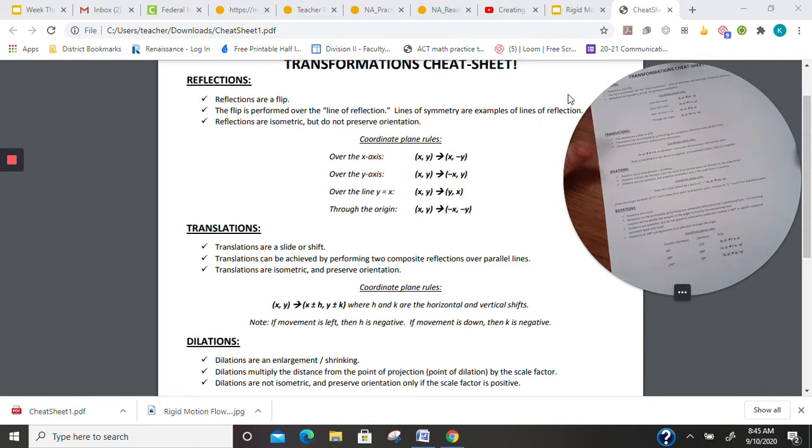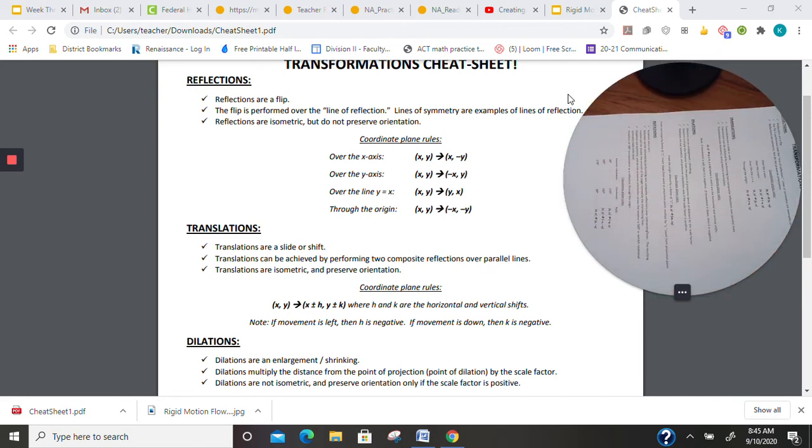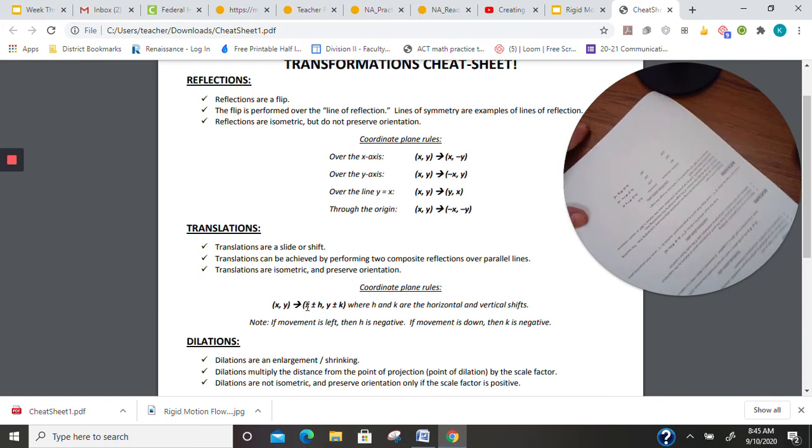A rotation is exactly what it sounds like. A rotation just turns. If I rotate this paper, have I changed the size or the shape of the paper? No. I just realized that my screen didn't have rotation on it, but I guess that's okay. Have I changed anything about the paper? No. I've just rotated it.